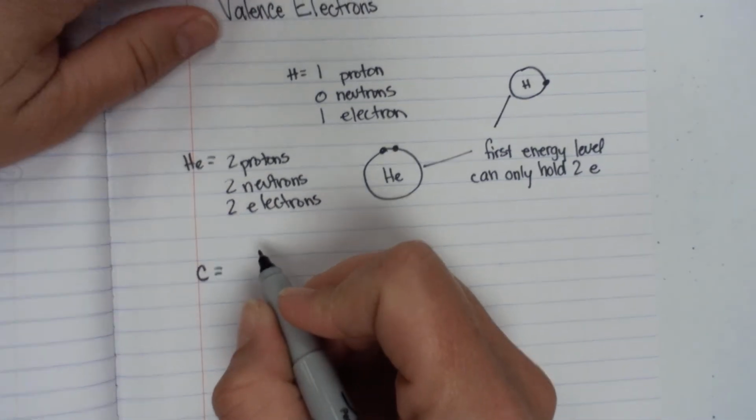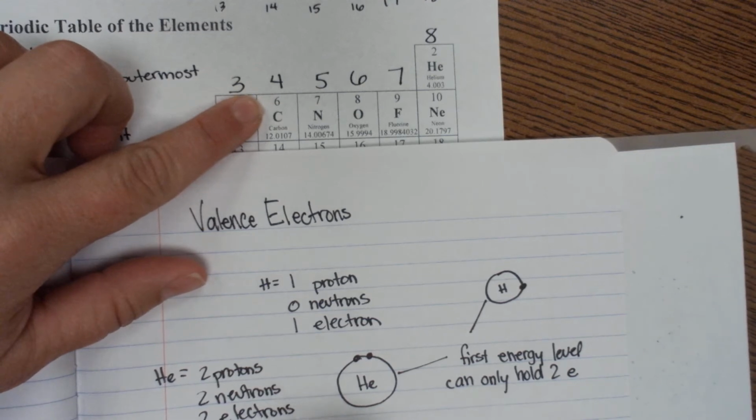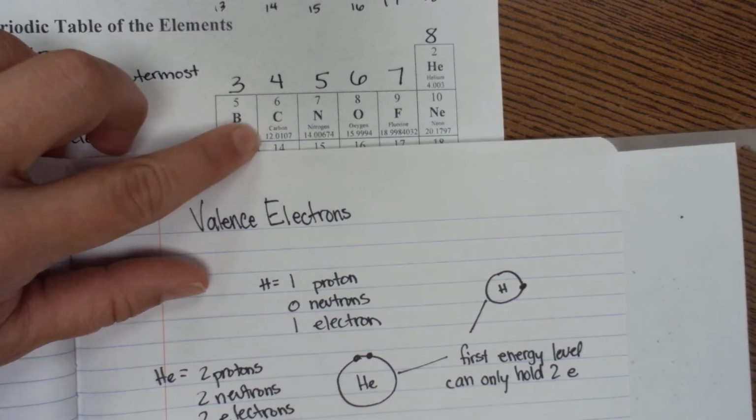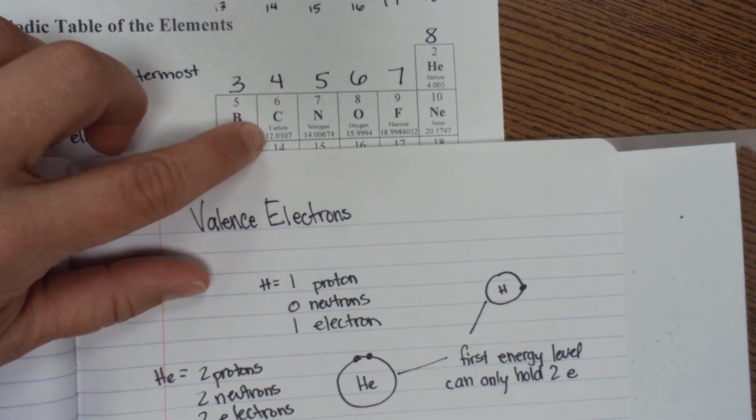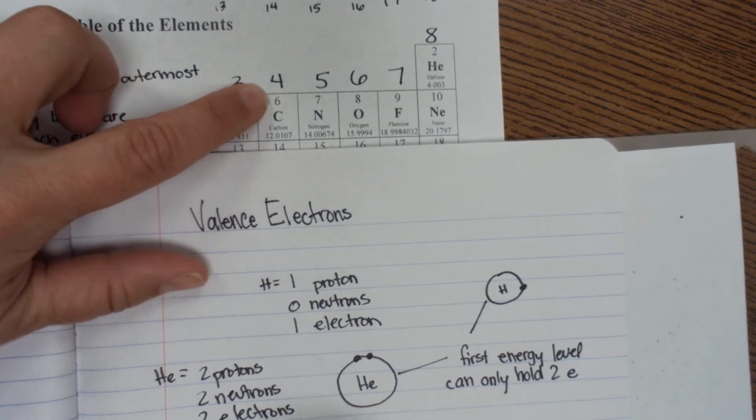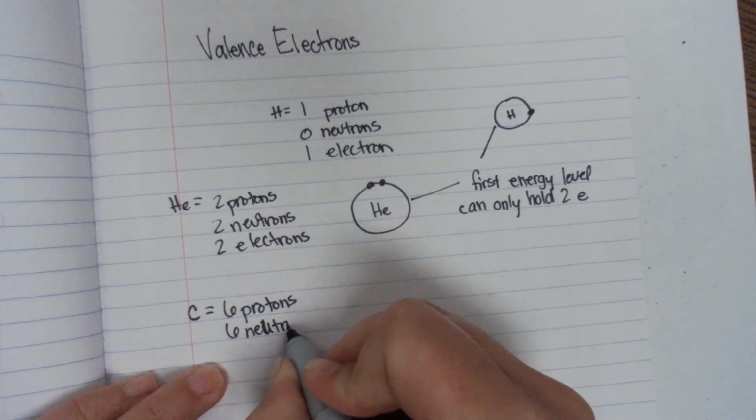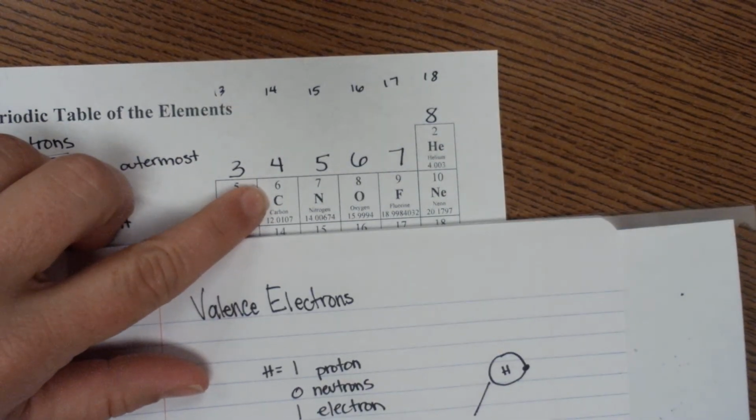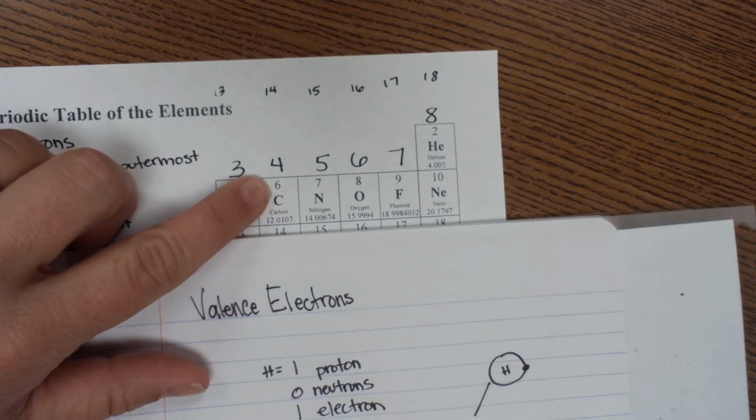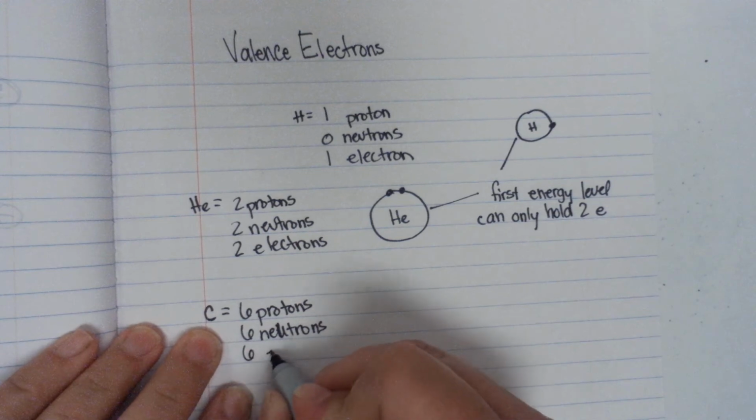I look at carbon, and I know that its atomic number is 6, so I have 6 protons. I look at its average atomic mass, it's 12, round it off, so 12 minus 6, I have 6 neutrons. And then I look at my electrons for carbon. I know that this is an atom, not an ion, so my protons will match my electrons, so I'll have 6 electrons.